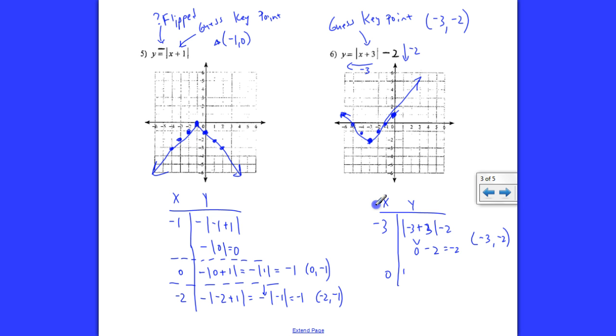If I plugged in -5 over here and did the math, -5 plus 3 would be -2. That would be +2. Minus 2 would be 0, which was right there. So those little tricks that we found can make the graphing so much easier for us. I'm going to stop this one, and there will be a third short video I'd like you to watch as we combine all of it together in the last two examples. So sit tight and finish this up.